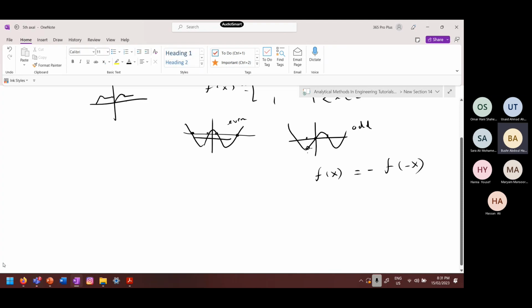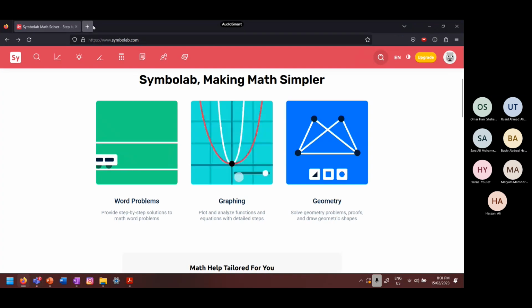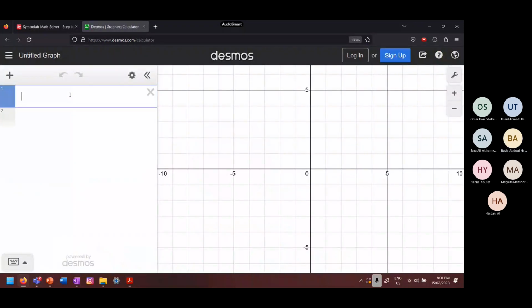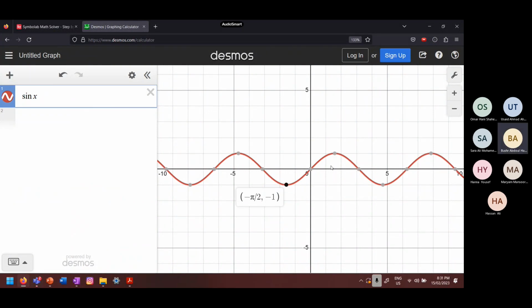All of you know Desmos, right? Graphing calculator. So you're given sine x. You can check here. At x equal to negative pi over 2, it's equal to the positive amount, the same amount. You can see it's -1, and here is 1. The difference is the signs.